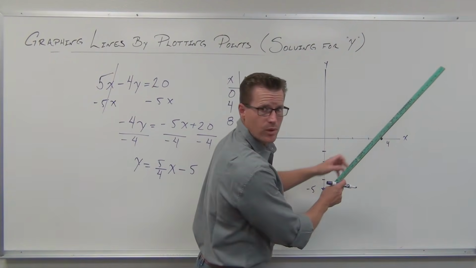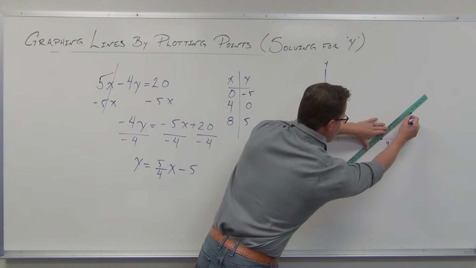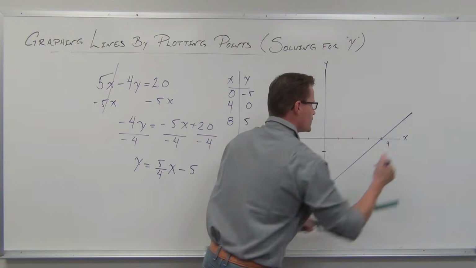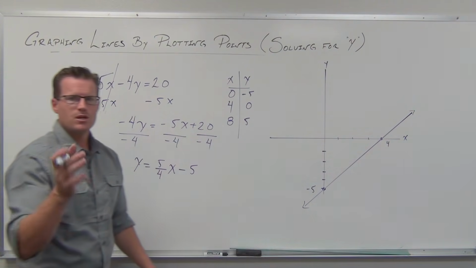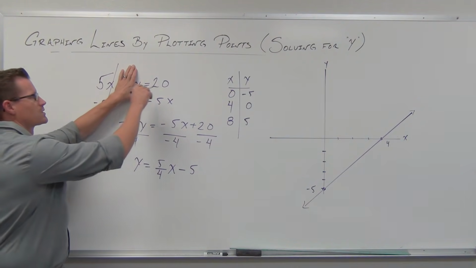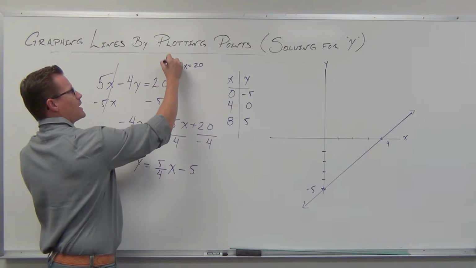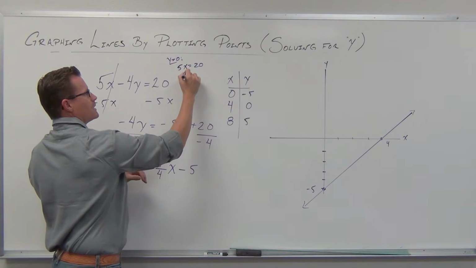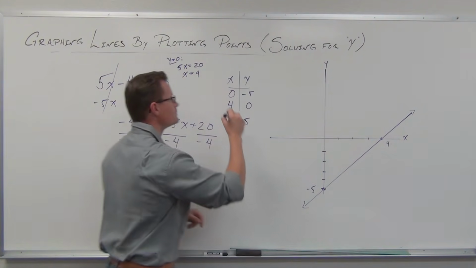All you need is really 2 points with these methods. The 3 points was to check you to make sure your math is right when plotting points, but you really only need 2. If you did the intercept method, you can make it even quicker. From right here, cover this up. 5x equals 20 if you plugged in y equals 0. x equals 4. That gives you the point 4, 0.